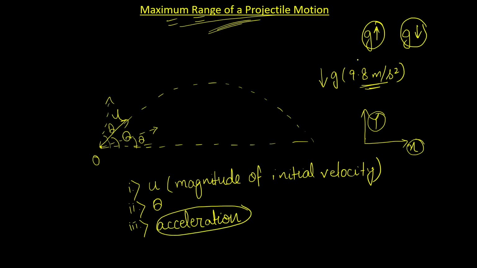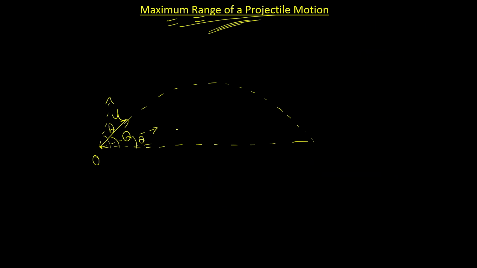Obviously I am discussing these cases like g more and g less when our other two factors, theta and u, are constant. But if theta and u change, then obviously things will be very different. So we already discussed the magnitude of initial velocity and acceleration. Now let us discuss theta. We have assumed that initial velocity u and acceleration due to gravity small g are constant, that is, they are not going to change. So the only variable that is going to change is theta, the angle of projection.